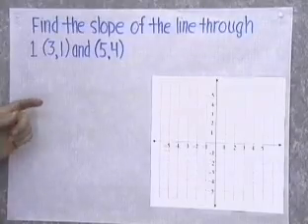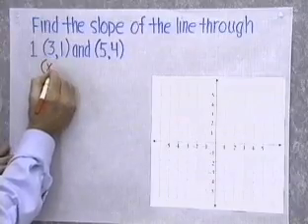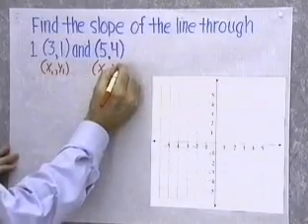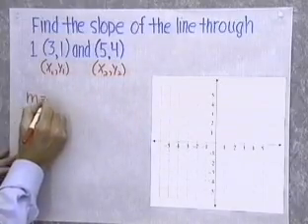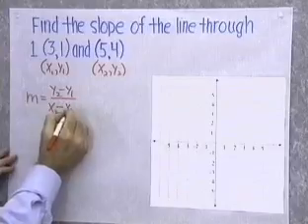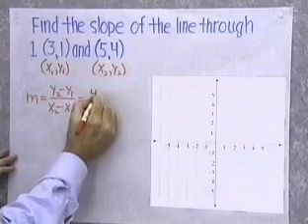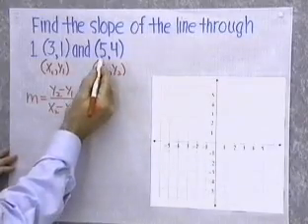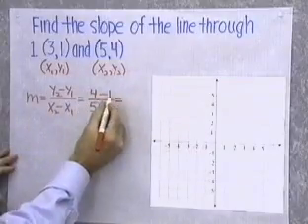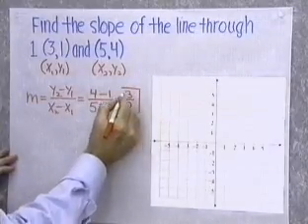I want to find the slope of the line that goes through the point 3, 1 and the point 5, 4. So what I'm going to do is assign this point coordinates x sub 1, y sub 1, and this point I'm going to assign coordinates x sub 2, y sub 2, so that I can use my formula m equals y2 minus y1 divided by x2 minus x1. So I'll take y2, which is 4, and subtract from it y1, which is 1. So I get 4 subtract 1 divided by x2, which is 5, subtract x1, which is 3. So 5 subtract 3. That gives me 3 in the numerator, and in the denominator I end up with 2, so I have a slope of 3/2.